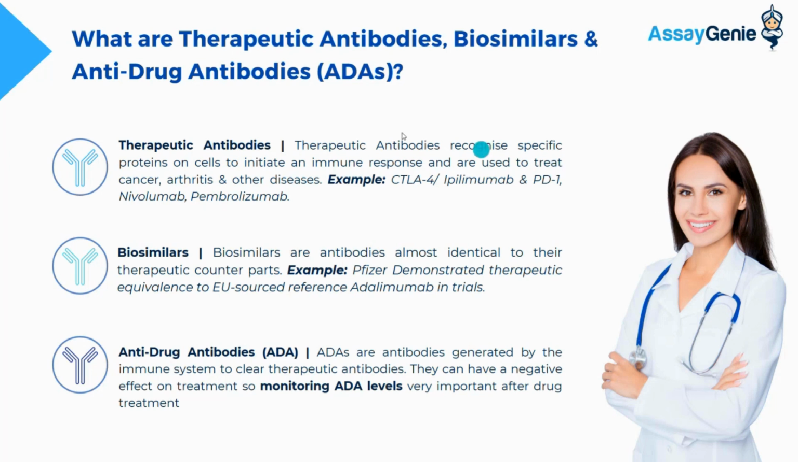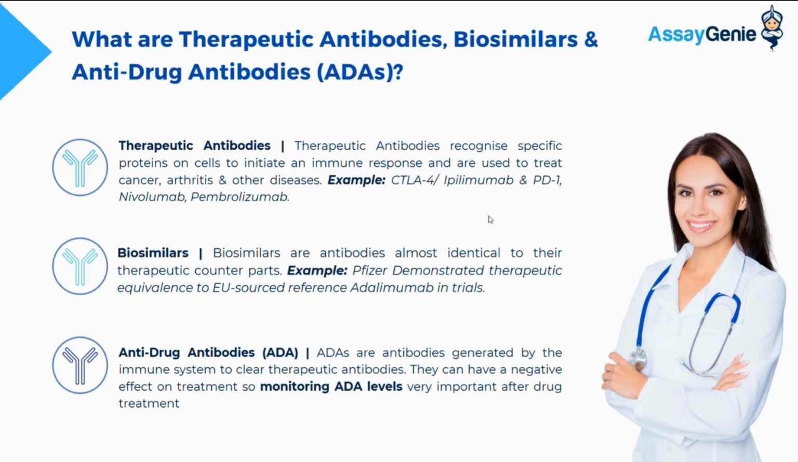So therapeutic antibodies recognize specific proteins on cells to initiate an immune response and are used to treat cancer, arthritis, and other diseases. An example of this would be CTLA-4, and the therapeutic antibody for this would be ipilimumab, and the therapeutic antibody for PD-1 would be either nivolumab or pembrolizumab.